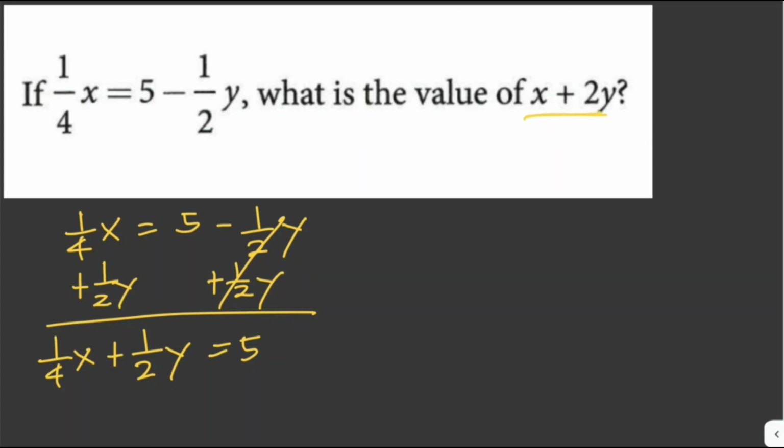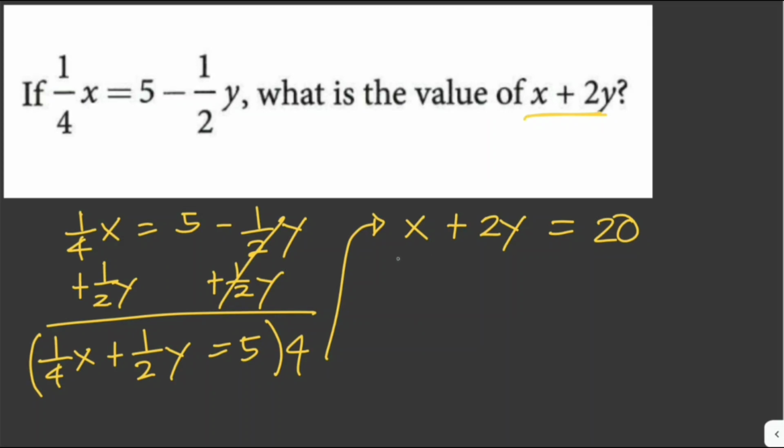Since x plus 2y doesn't have any fractions, we can get rid of the fractions here. We can multiply both sides by 4. So 4 times 1/4 is just 1. So this is just x, plus 4 times 1/2, that is 4 over 2y. So this is 2y. 4 times 5 equals 20. And now we have x plus 2y equals 20. Therefore, x plus 2y is just equal to 20. The answer here is 20.